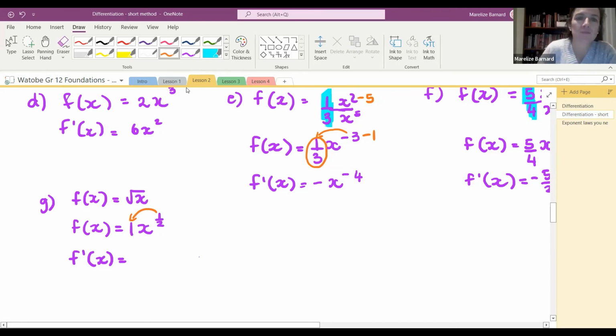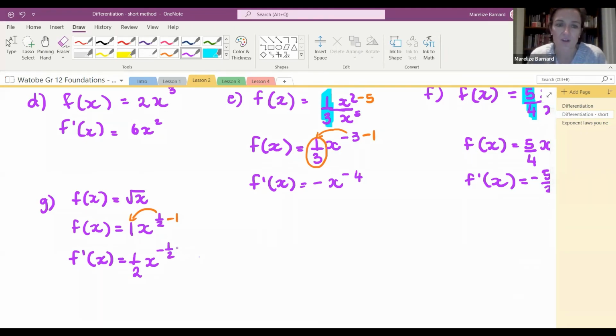So a half times 1 is a half x, and then we subtract 1 from the exponent. If you're wondering why we're doing that, that is just part of the rule. And our final answer is a half x to the power of -1/2.